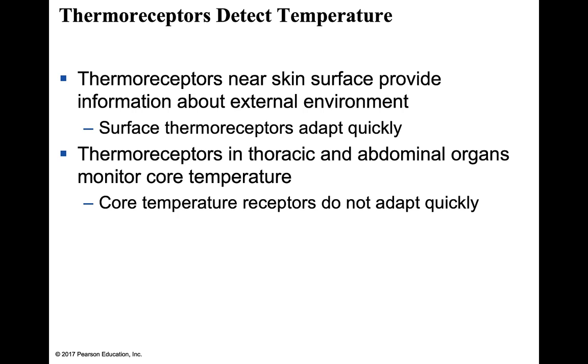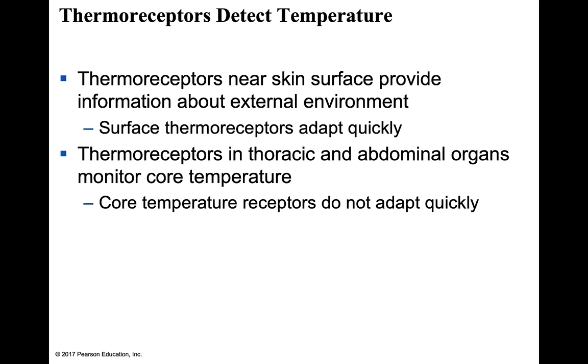Now, thermoreceptors, they kind of speak for themselves. These are receptors that are at the surface of the skin, and they are giving information about our external environment. Now, these surface thermoreceptors adapt relatively quickly. Now, there are some in areas like the thoracic and abdominal organs, and those are responsible for monitoring core temperature. Those within the core do not adapt quickly, and that's important because one of the things that the body is going to do is regulate body temperature, and it's going to focus on the core.